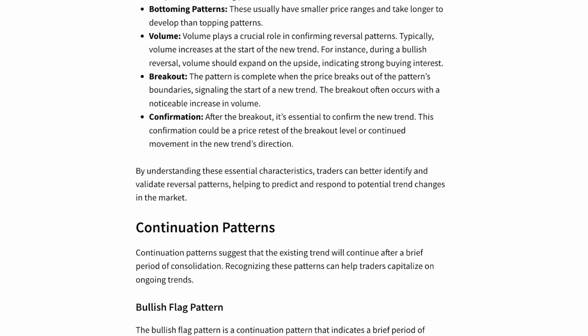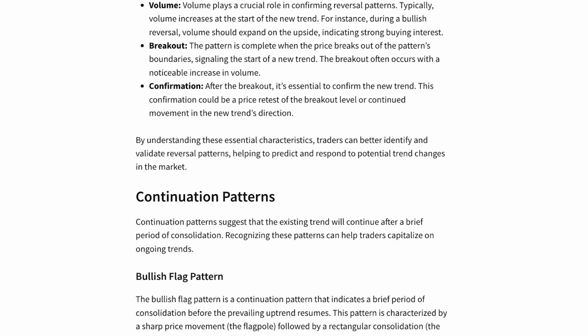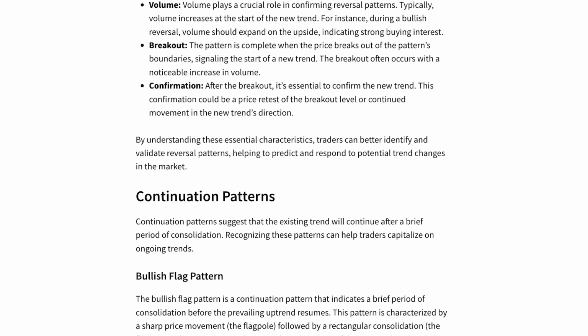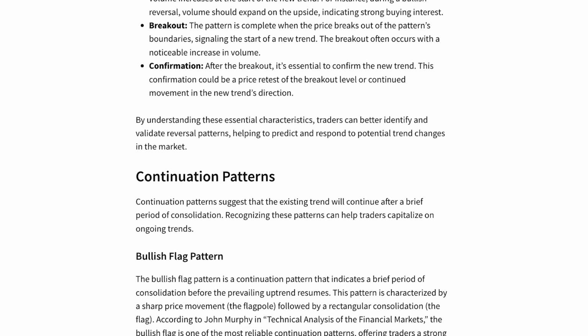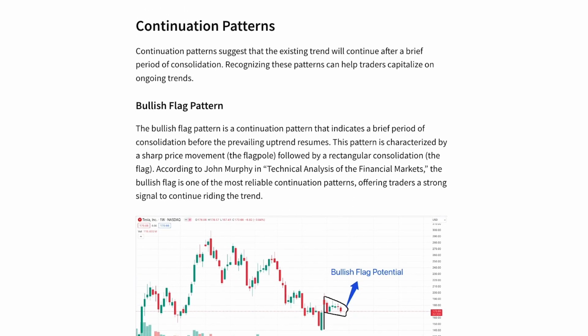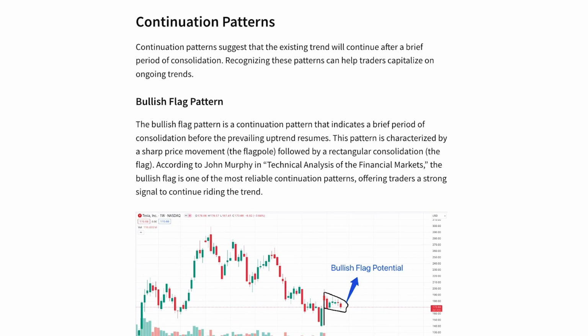And then volume, again, volume is going to play a critical role in many of these. Typically, volume will increase at the start of the new trend. So if you're in a bullish trend and there is a reversal, that volume should expand, whether the breakout is to the downside or the upside. That's our discussion here for reversal patterns. The head and shoulders one is a good one to learn about, but there are certainly other ones that you will want to get familiar with.